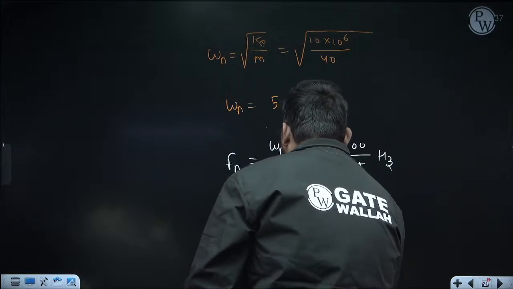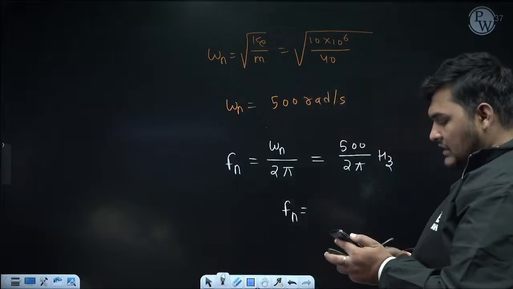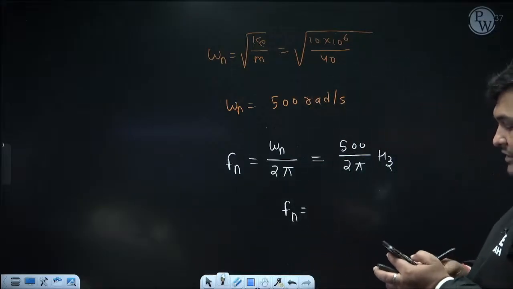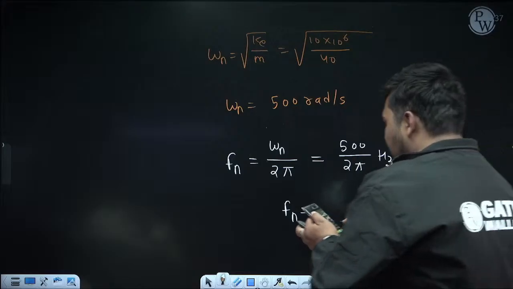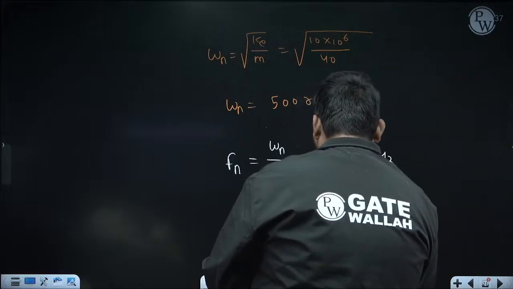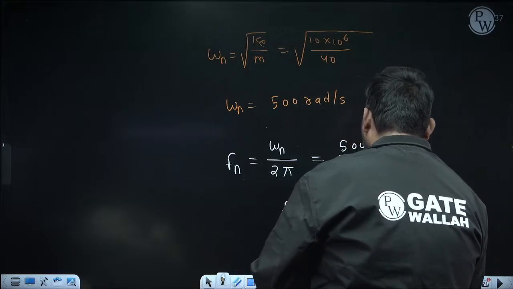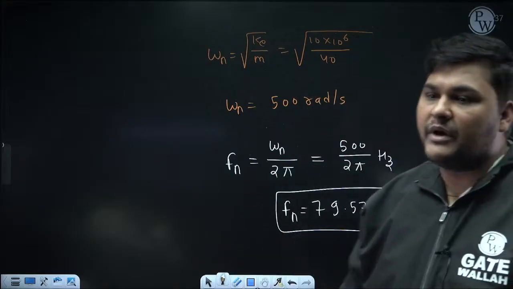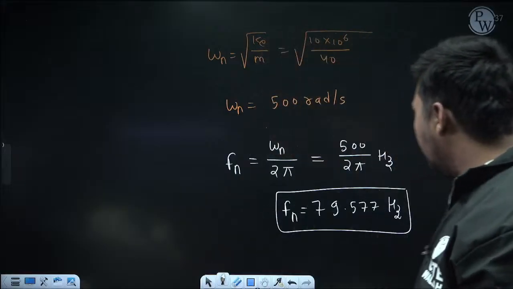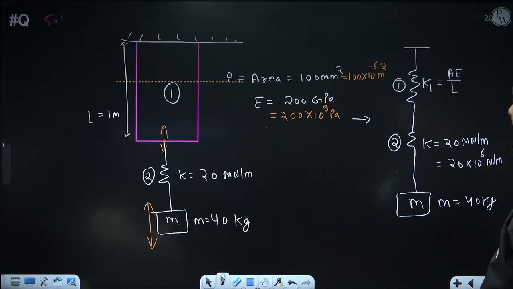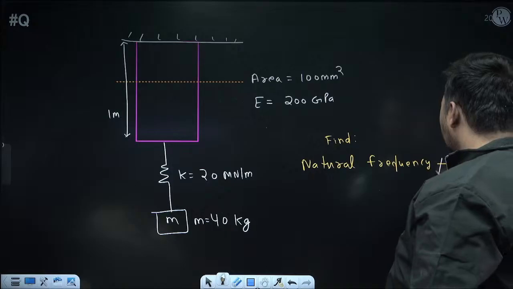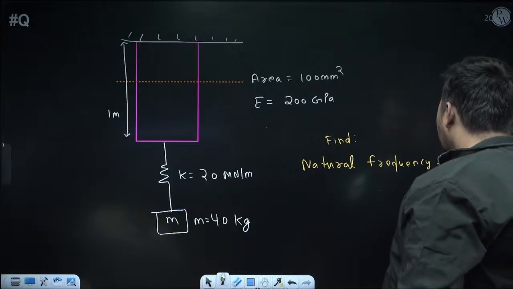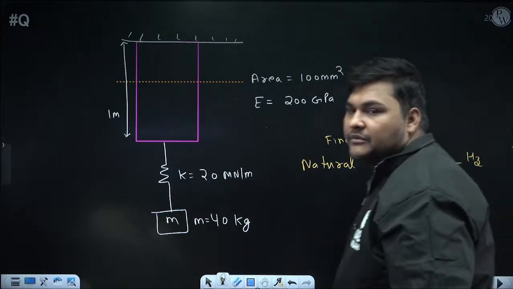So how much natural frequency in hertz will come? It will be 500 divided by 2 divided by pi. It is coming 79.577 hertz. Okay. So this is the value of the natural frequency of this vibration in hertz. So for this question, the correct answer is 79.57. Okay.